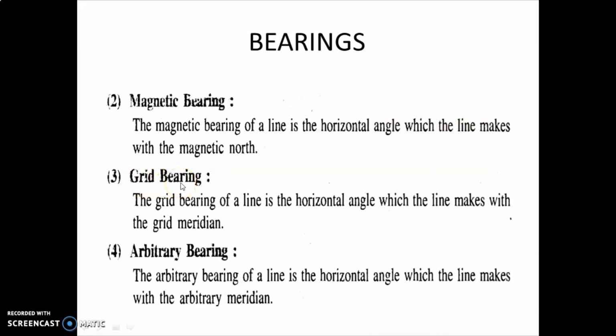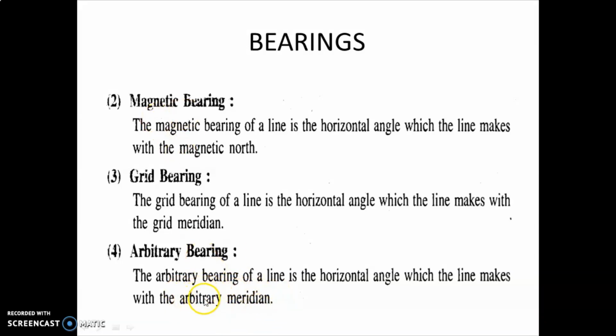Same way, grid bearing. The grid bearing of a line is again the horizontal angle which the line makes with the grid meridian. Instead of magnetic north here, they use the grid meridian because we are discussing grid bearing. What is arbitrary bearing? The arbitrary bearing of a line is the horizontal angle which the line makes with the arbitrary meridian.